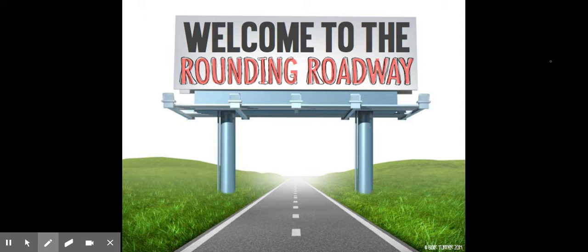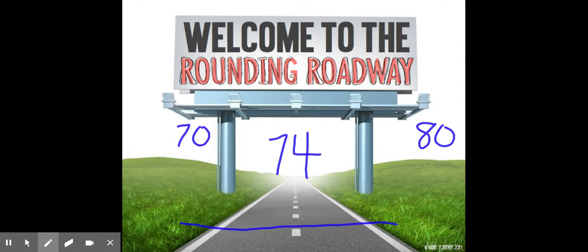So I'm going to start with a number in the tens place, 74. And remember, the first thing that you want to think about is what two tens 74 is between. So 74 is in between 70 and 80. And in our last lesson, we learned how to use a number line to figure out which 10 is closer.